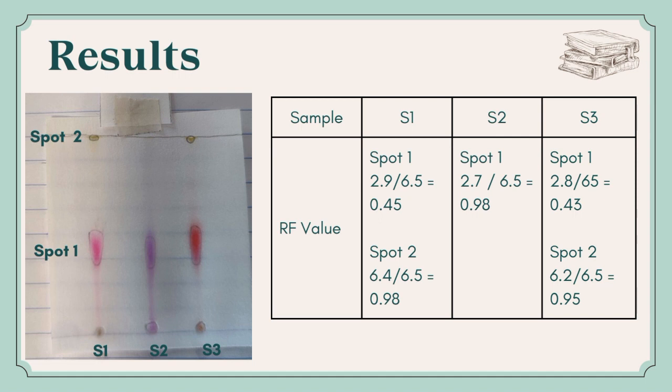As we can see on the thin layer chromatography paper, there are two spots for each sample except sample 2. So, based on the Rf values calculated, sample 1 for spot 1 is 0.45, and for spot 2 is 0.98. For sample 2, spot 1 is 0.98, and for sample 3, spot 1 is 0.43 and spot 2 is 0.95.